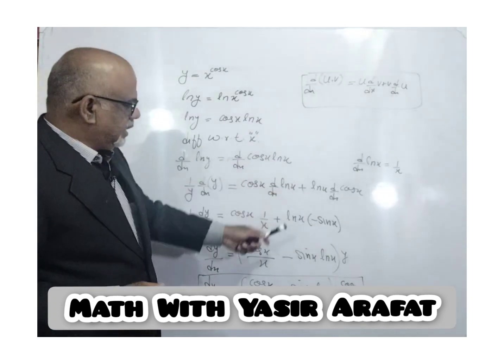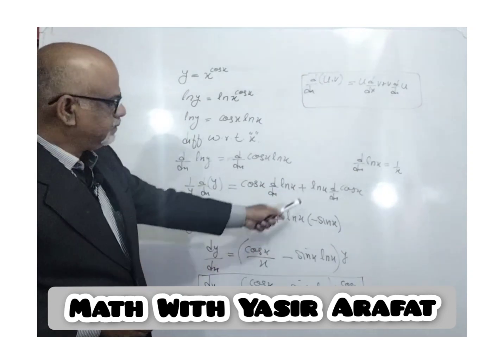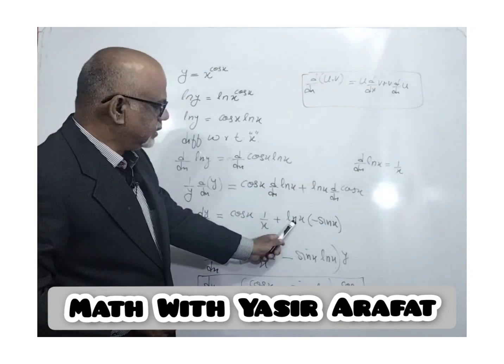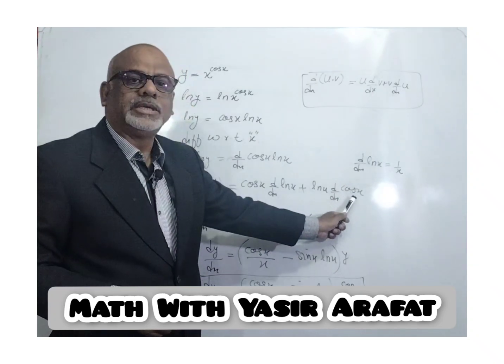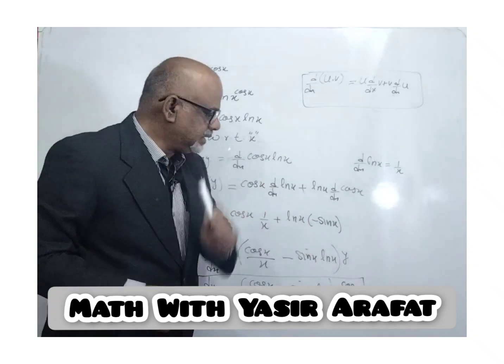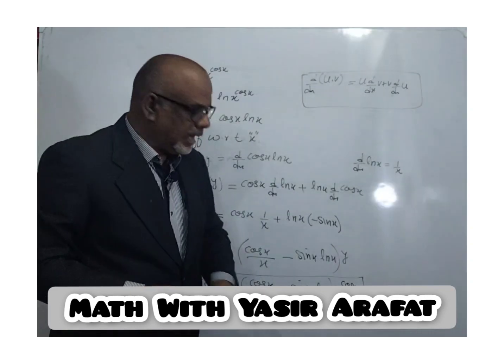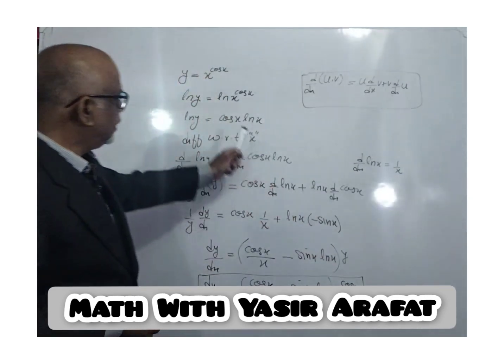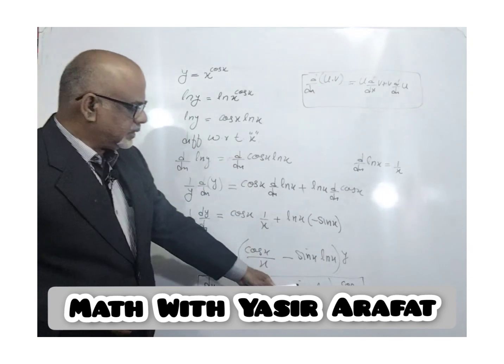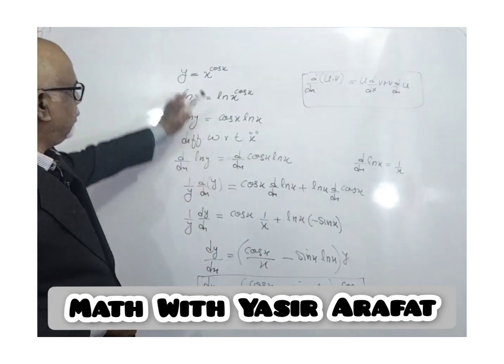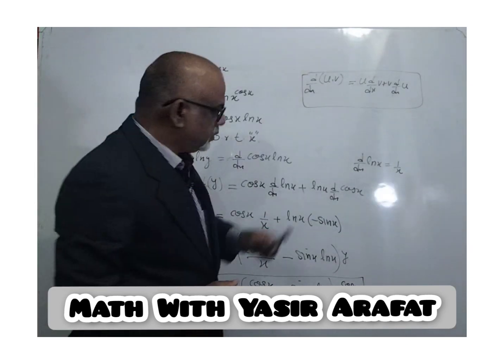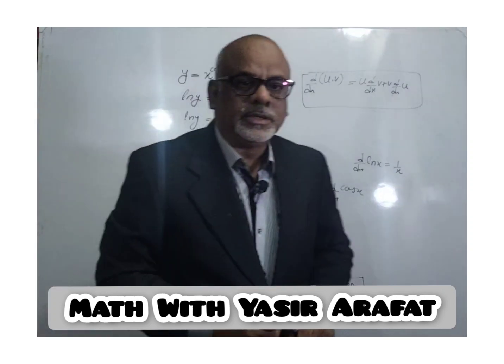The derivative of ln x is 1 upon x. Ln x remains the same. We have to find out the derivative of cos x, that is minus sin x. We have to shift this y to the right hand side, and then we have to put the value of y, that is x power cos x. So this is the derivative of this general exponential function.